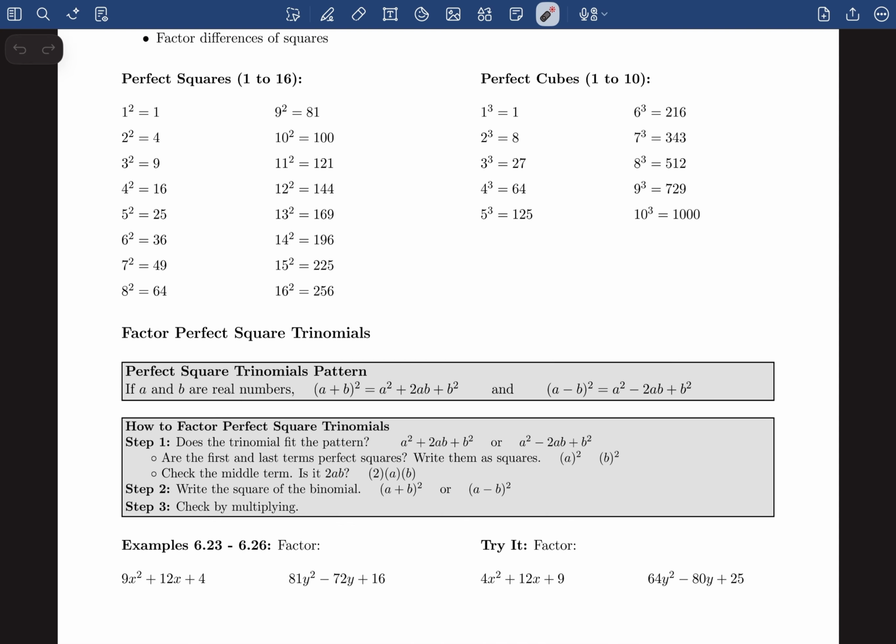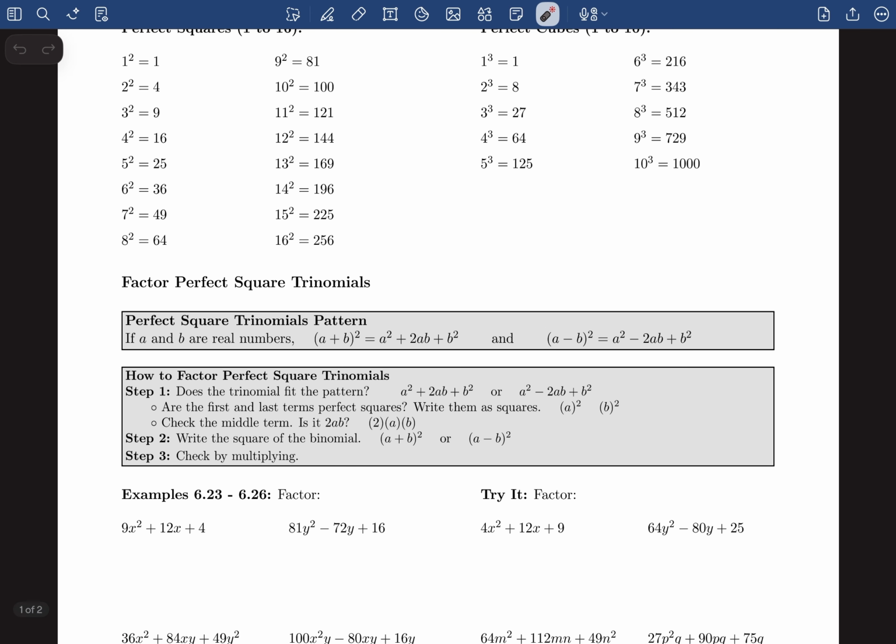This one, 81 and 16. My brain has to recognize that 81 is 9 squared, and 16 is 4 squared. So we're going backwards. When we see these numbers, 9, 4, 81, 16, we have to recognize them as perfect squares and rewrite them. Now, the second part is to check the middle term.